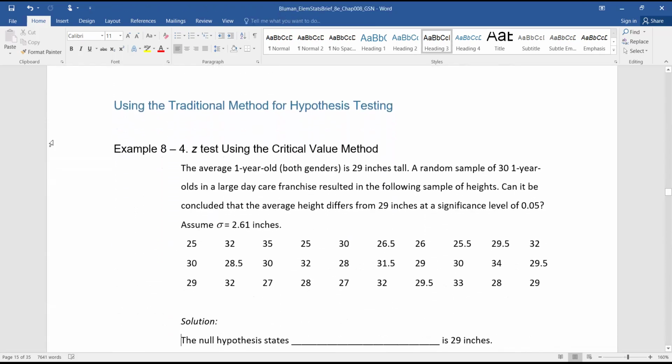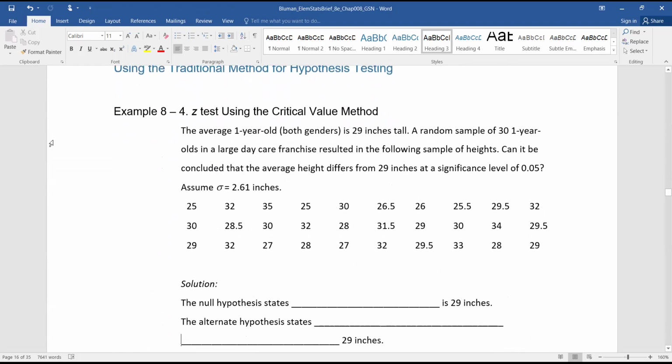Now, using the traditional method of hypothesis testing, in example 4 we're going to talk about the z-test using the critical value method. It says the average 1-year-old, both genders, is 29 inches tall. A random sample of 30 1-year-olds in a large daycare franchise resulted in the following sample of heights. Can it be concluded that the average height differs from 29 inches at a significance level of 0.05? Assume that the population standard deviation is 2.61 inches. So there are our 30 numbers. Let's go through this.